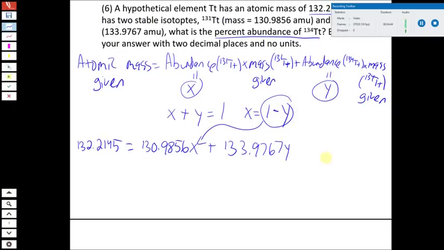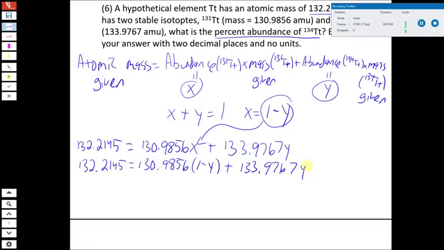So when we solve for y, I'm not going to go through all the algebra, but we plug in and we get 132.2145 is equal to 130.9856 times 1 minus y when we make the substitution there, plus 133.9767 times y. So we have a linear equation with one unknown. And that means y, which is the abundance of the heavier isotope 134, what I got was 0.4109, and then the percent is just the fractional abundance times 100.